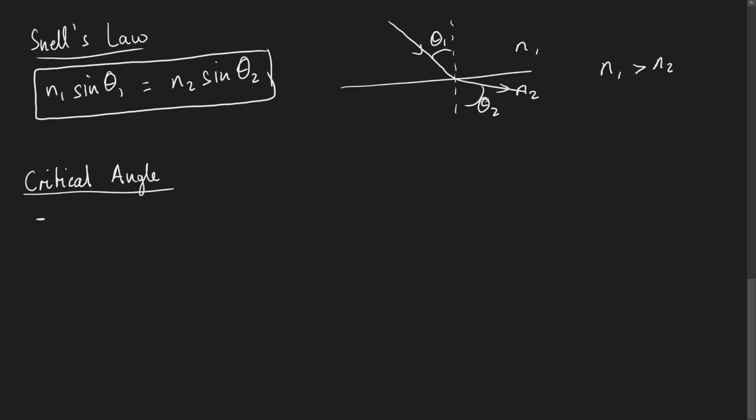Now, that means that I could technically increase theta 1 so much that theta 2 will become 90 and it will travel along this boundary. And that's exactly what the critical angle is. So the critical angle is the angle of incidence, so this theta 1, angle of incidence at which the refracted light travels along the boundary.